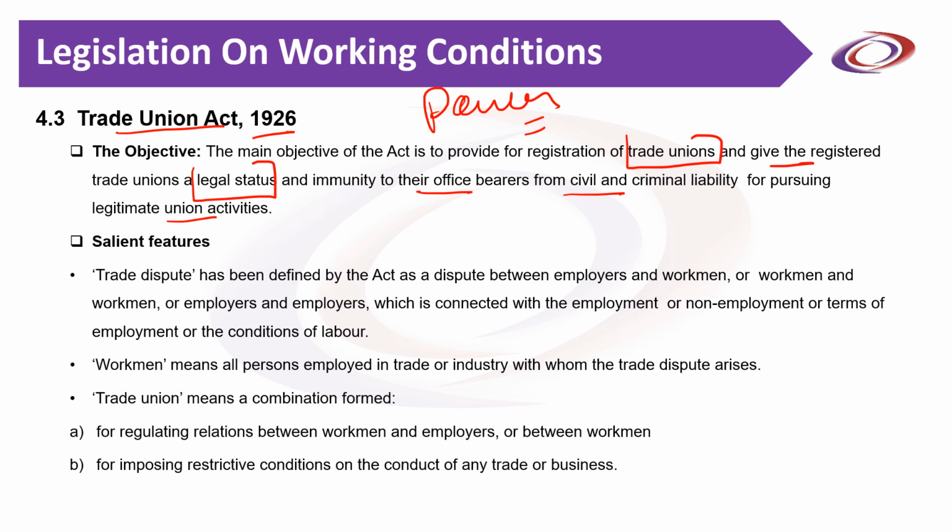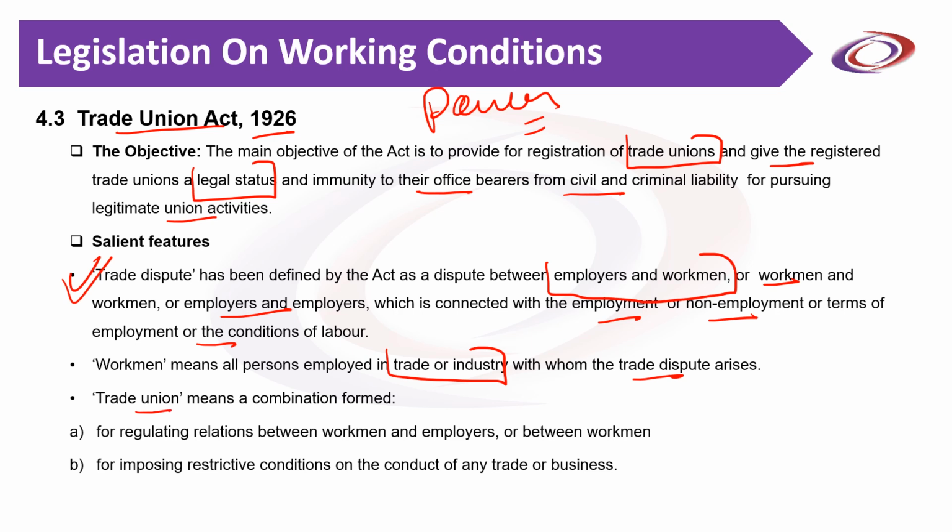Now herein what are the salient features? Trade dispute has been defined by the Act as any dispute between the employers and workmen, or between different workmen, between employers and employers. It is connected to the employment or non-employment, or the terms of employment or the conditions of workers. So dispute, when there is a disagreement between these parties. Workmen can be all the people who are employed in trade or industry with whom the trade dispute arises.